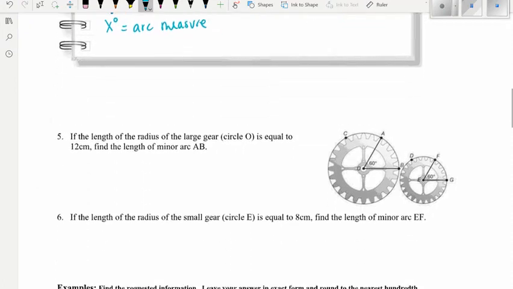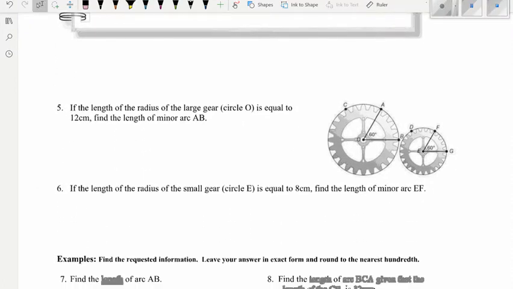So let's go ahead and take a look at this next one. It says, if the length of the radius of the larger gear, circle O, is equal to 12 centimeters, find the length of the minor arc AB. So for this, the radius is 12 centimeters, and this is 60 degrees here. We want to figure out what the length of that minor arc AB is equal to.